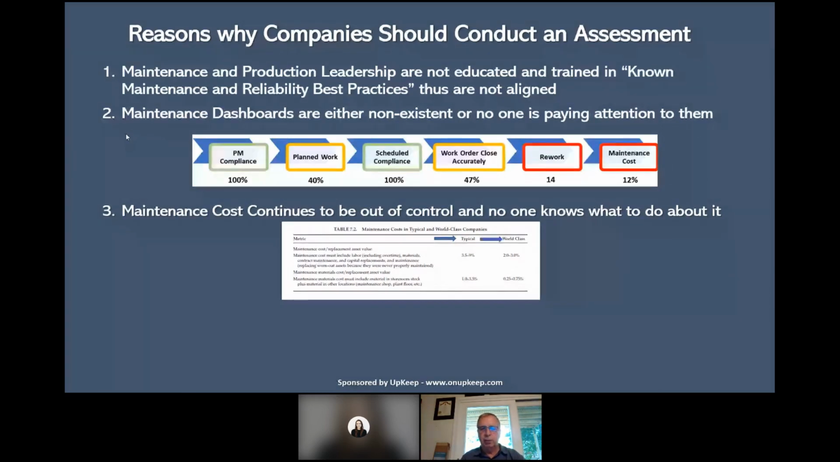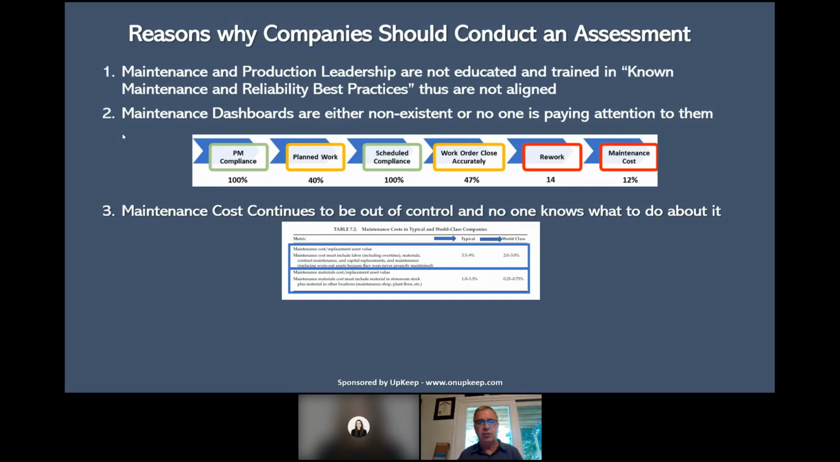So if we look at cost, typical versus world-class. Maintenance costs for a typical plant as a percent of replacement asset value, this is the world-class standard, but typical is 3.5 to 9%. Now look at world-class for maintenance costs, 2 to 3%. So what is that? That means we're spending three times as much money to get the reliability we get. And it's probably not very good reliability when your maintenance costs are that high.